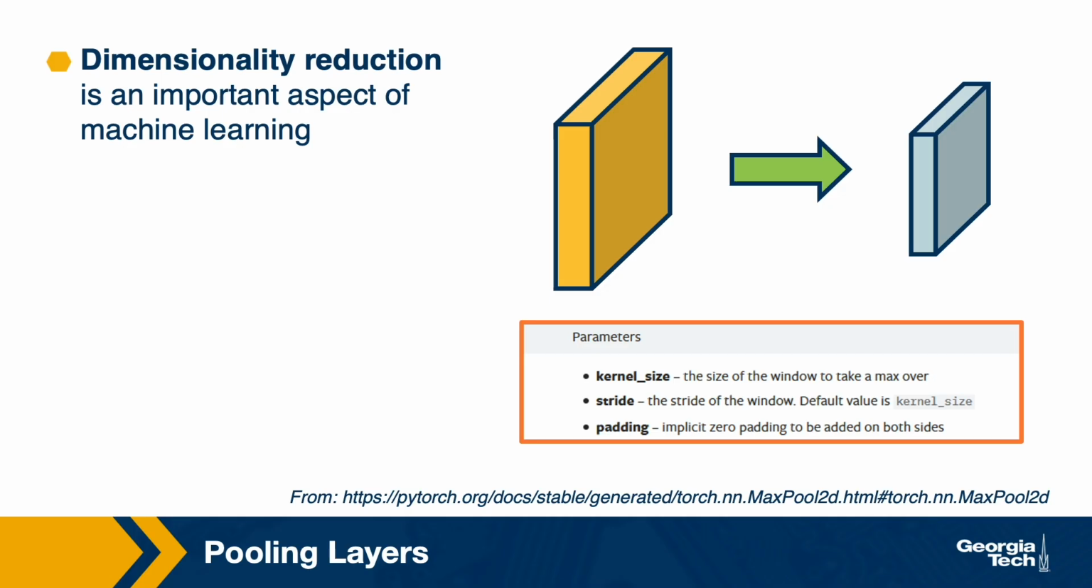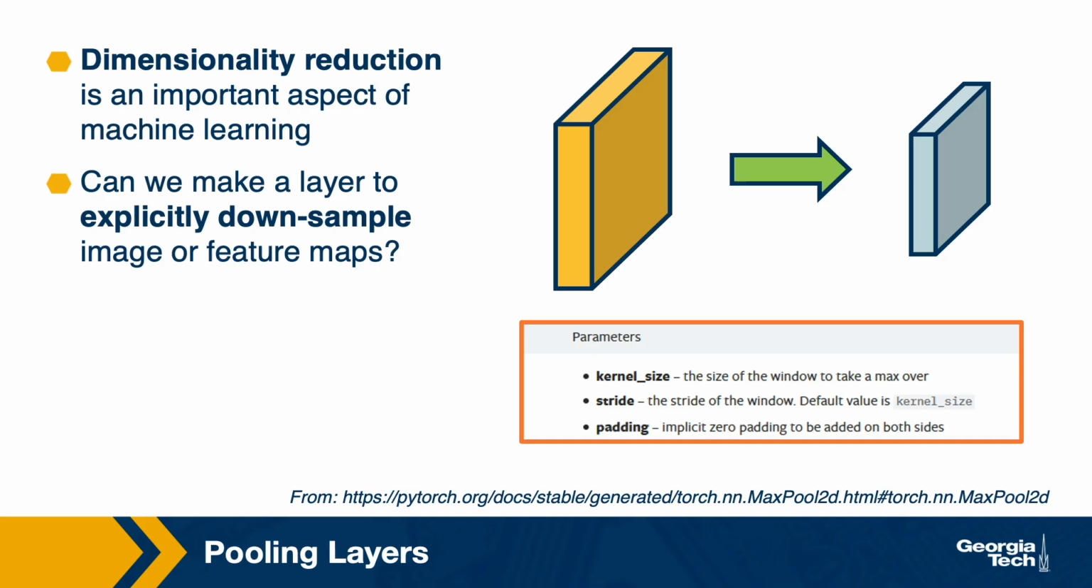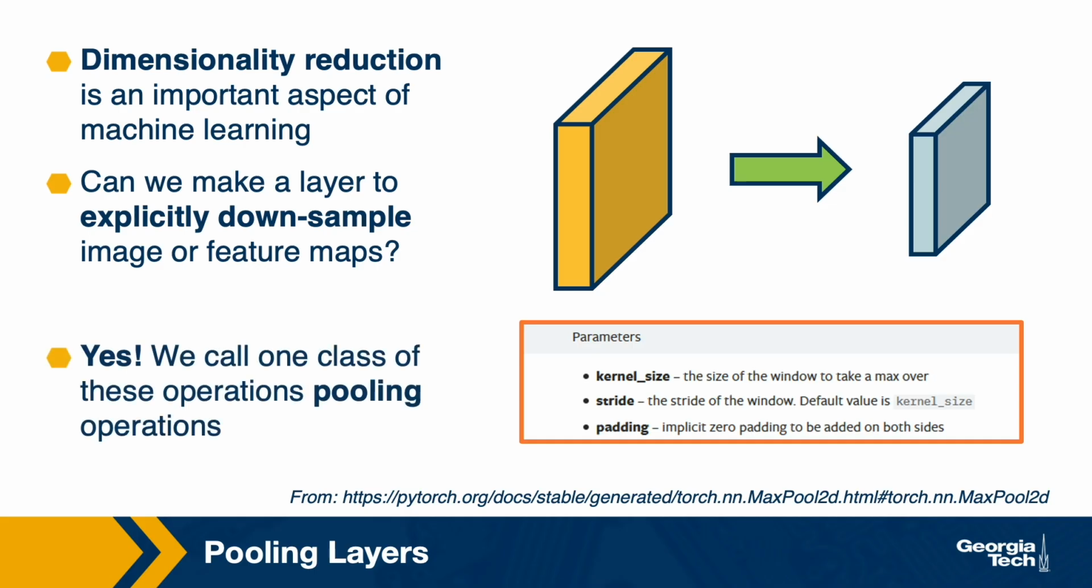As we know, we have very high dimensional inputs, and we often don't actually need to characterize those high dimensional inputs in as much information. That is, we can compactly represent the important information, for example, for the task of classifying what's in the image. And so there's a question of whether we can make explicitly a layer that downsamples images. And the answer is, of course, yes.